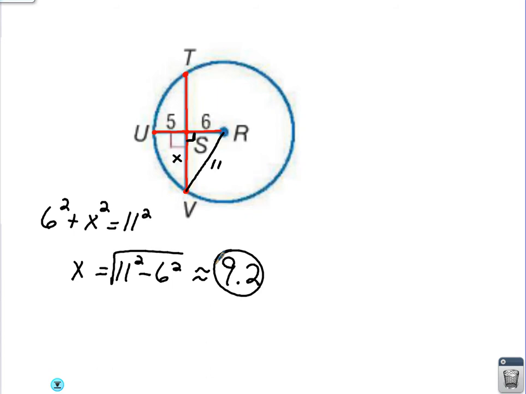But unfortunately that's not my answer, right? Because it asked me to find TV. Now, can you multiply that by 2? A lot of people are saying, yeah, you can. Why? Let me remind you the theorem. If a radius is perpendicular to a chord, it bisects it. So that means if this is 9.2, then this is 9.2, and TV is 18.4. I thought it was 10. I don't know. If it was to the hundredth, it'd be 18.45.